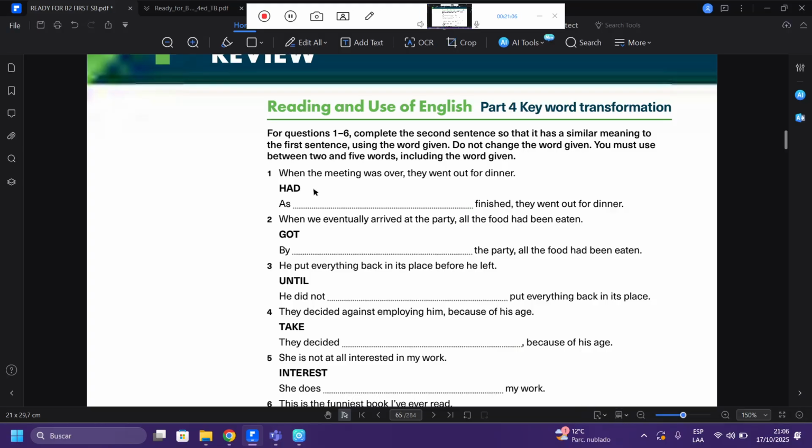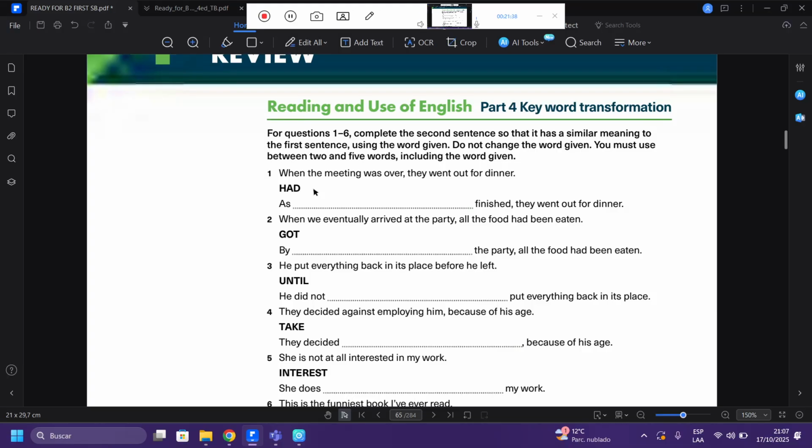No more than that. So in the first one, the keyword is included in the first part, when the meeting was over. But the next sentence has to have the same meaning, or at least the most similar meaning to the first one. We have to analyze the first one very carefully. When the meeting was over, when the meeting was finished, they went out for dinner, right? We have to use "had".